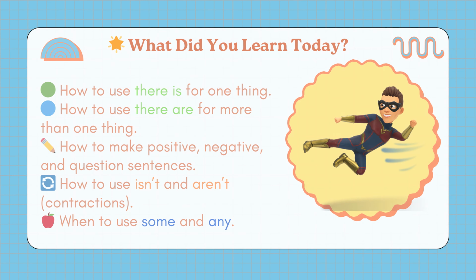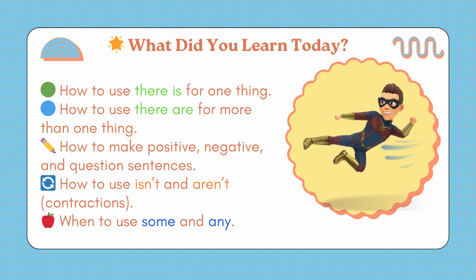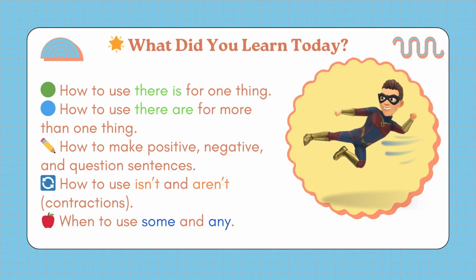Let's wrap up with what you've learned. Use there is for one thing, like there is an apple. Use there are for more than one, like there are apples. We practiced positive, negative, and question forms. There isn't juice. Is there juice? You now know how to use isn't and aren't, plus some for positive sentences and any for questions or negatives.